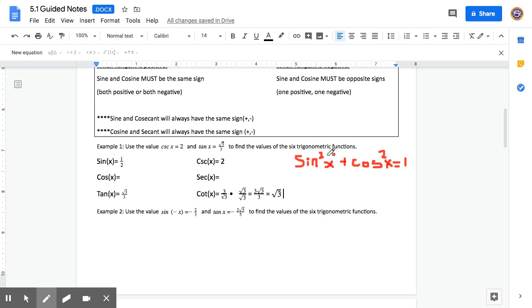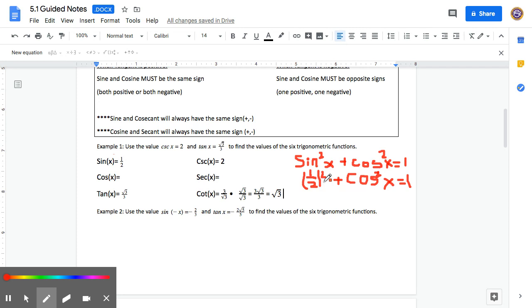So now we want to fill in what we have. We have sine. So we have sine is 1/2, but here it asks for sine squared. So we need to square 1/2. And we don't know cosine, so we just leave that all the same. So 1/2 squared is 1/4. So we have 1/4 plus cosine squared x equals 1.